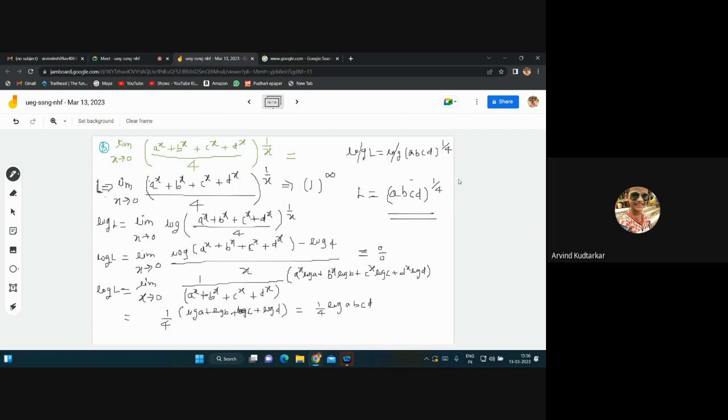ये करेक्ट ऑप्शन होता है। यस, सो आर यू क्लियर? देयर आर ऑल एग्जांपल्स with their results of their limit.